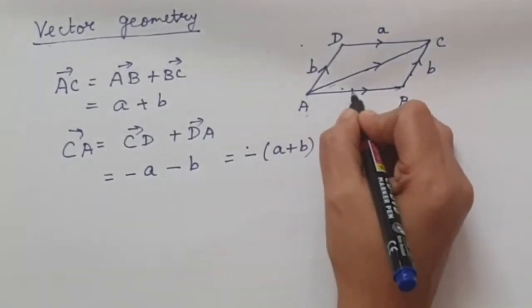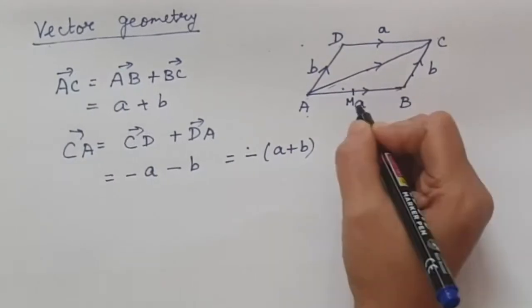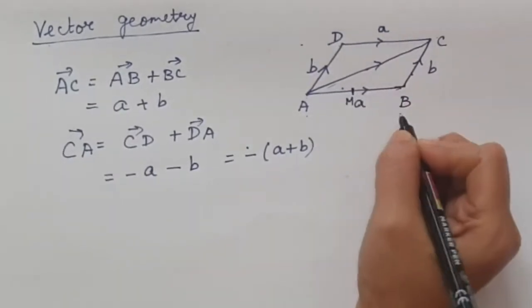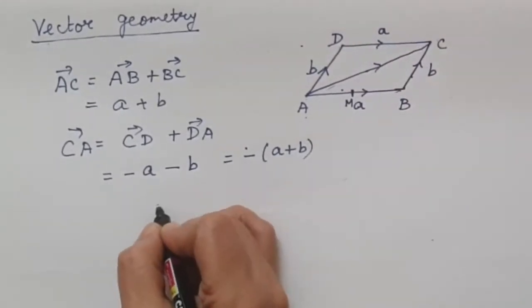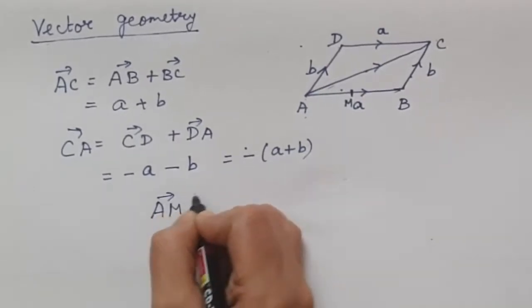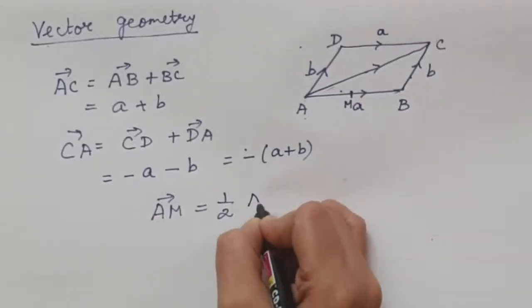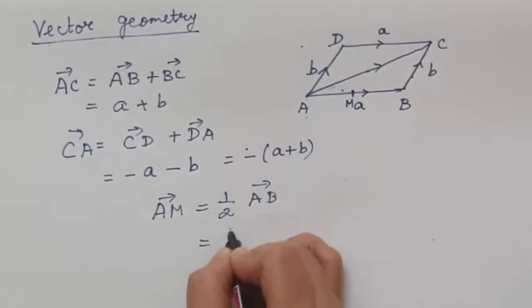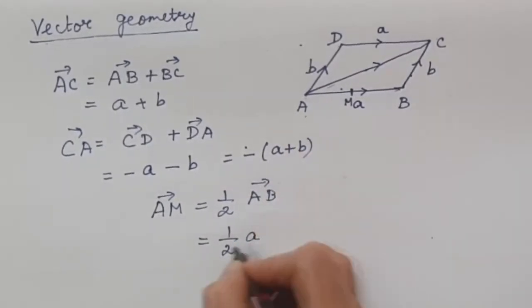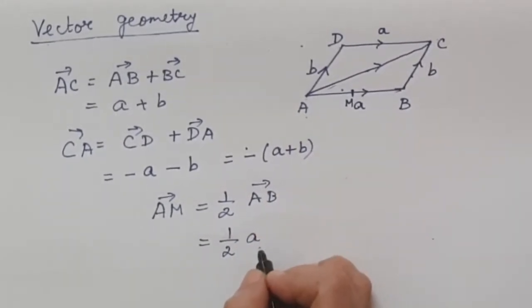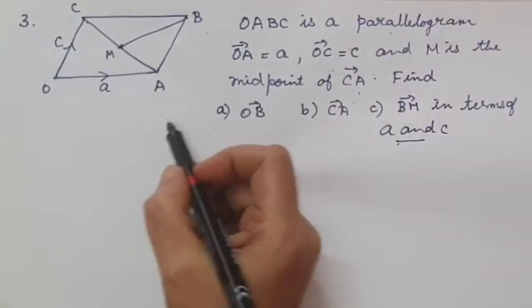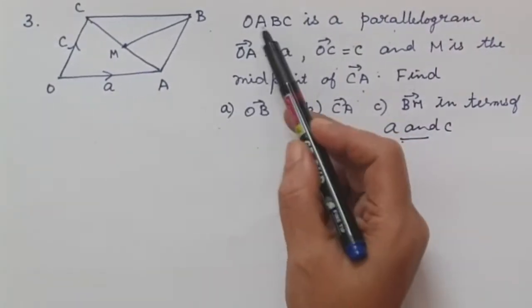Suppose you have a point M which divides AB into two equal parts, or M is the midpoint of AB. Then AM will be equal to half of the vector AB. So AM will be equal to half of A.